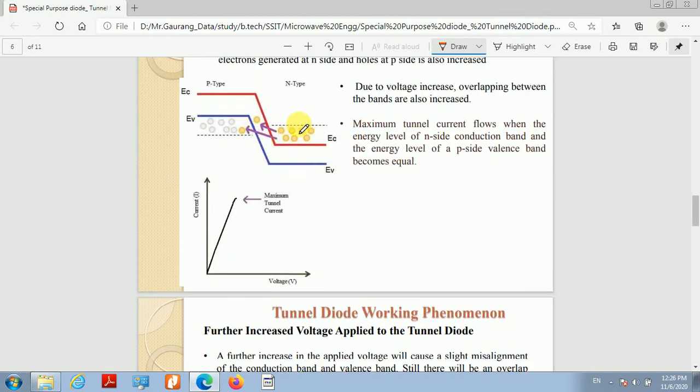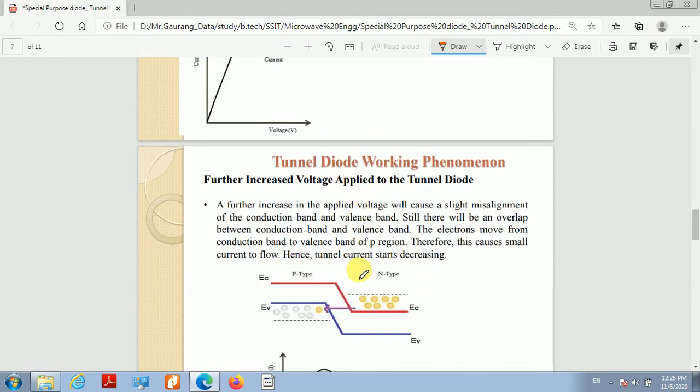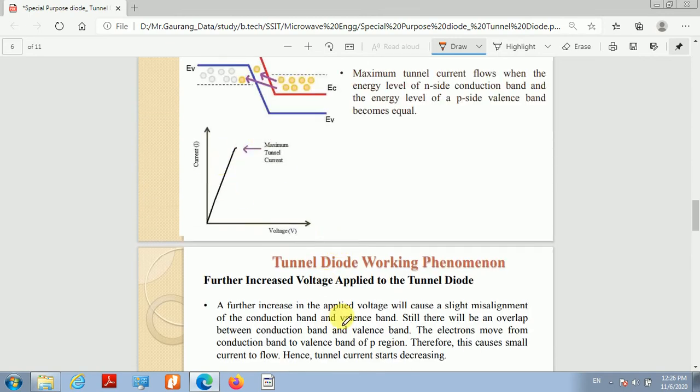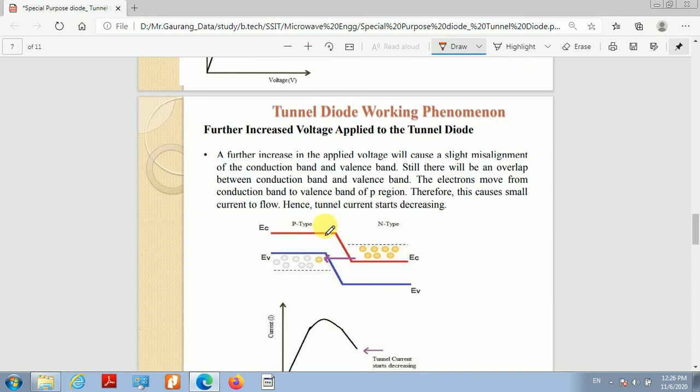Here there is a maximum overlapping between the conduction band of the n-type material and the valence band of the p-type material. But as we increase the voltage further, the misalignment between the conduction band and valence band increases. Still there is a small overlap between the conduction band and valence band, and electrons move from the conduction band to the valence band, and this will create a small current. So compared to the previous case, the tunnel current starts decreasing.